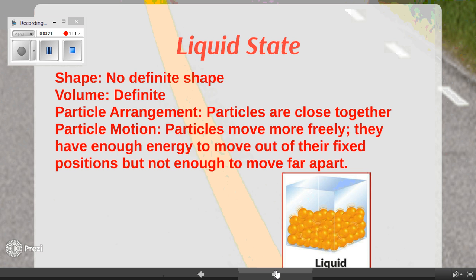The volume, however, is definite. Just because they don't have a definite shape does not mean that they don't take up a certain amount of space in whatever container you put them in. So if I took 50 milliliters of water and put it in a glass, it's still going to be 50 milliliters of water.